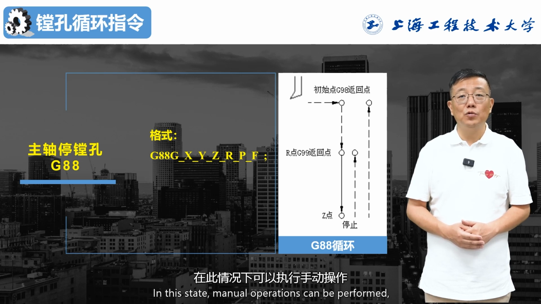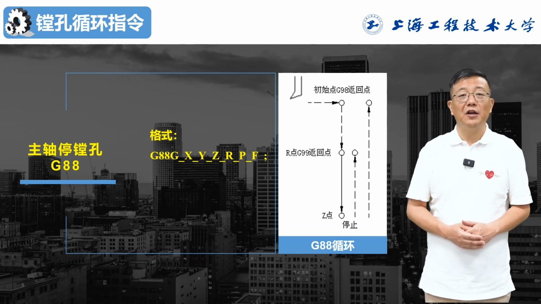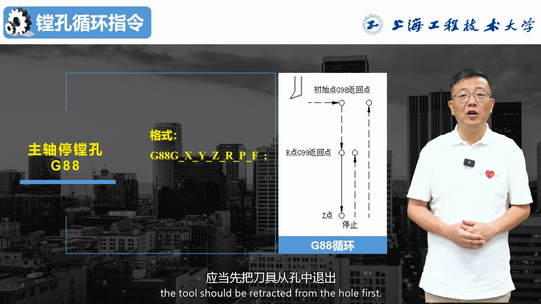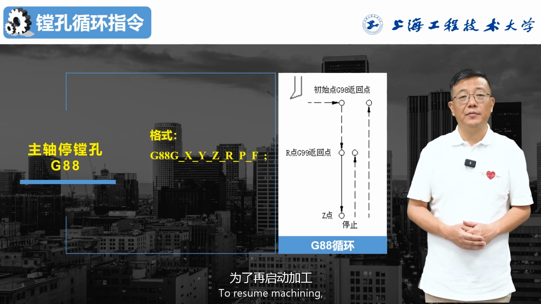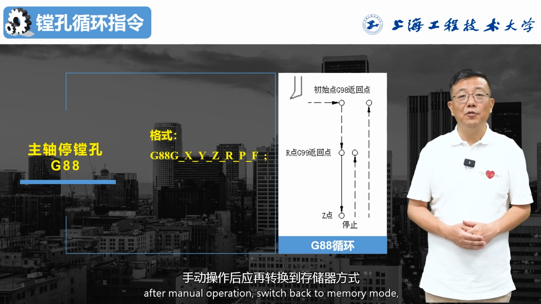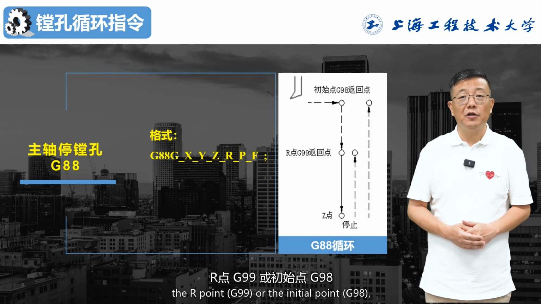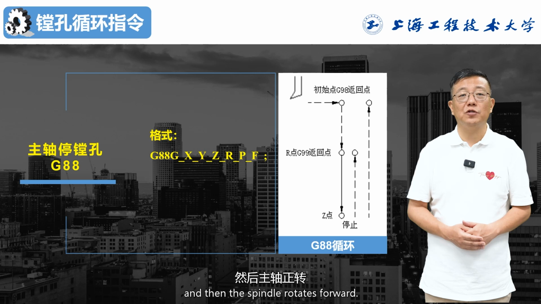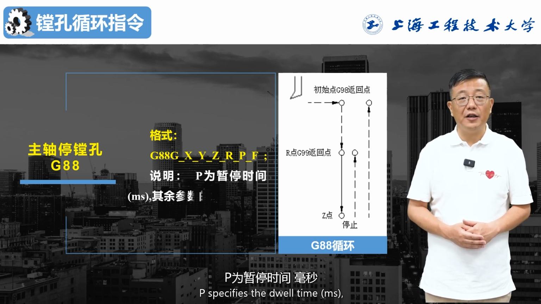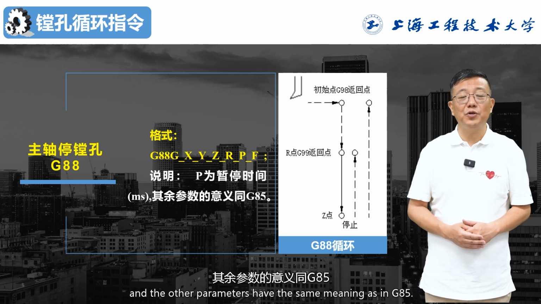In this state, manual operations can be performed, but for safety, the tool should be retracted from the hole first. To resume machining, after manual operation, switch back to the memory mode, press the cycle start button, and the tool will quickly return to the R point G99 or the initial point G98, and then the spindle rotates forward. P specifies the dwell time in ms, and the other parameters have the same meaning as in G185.